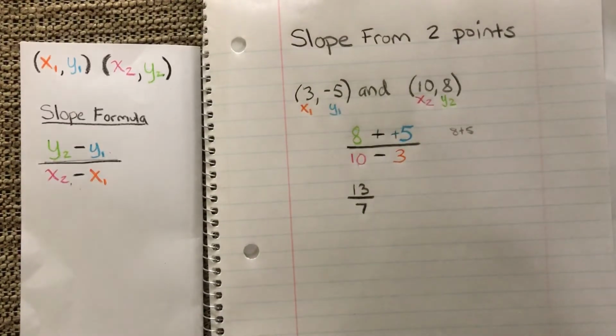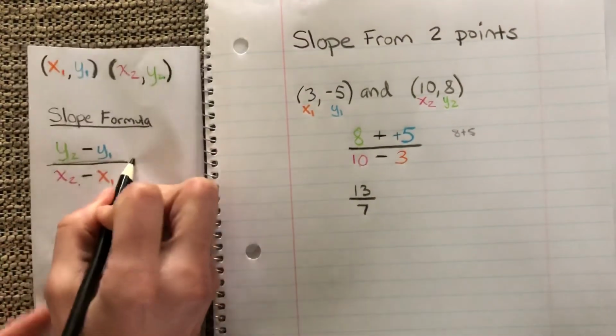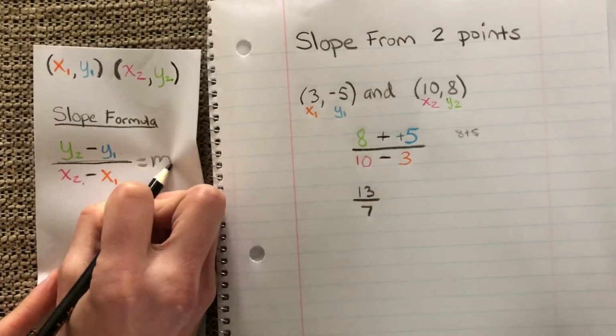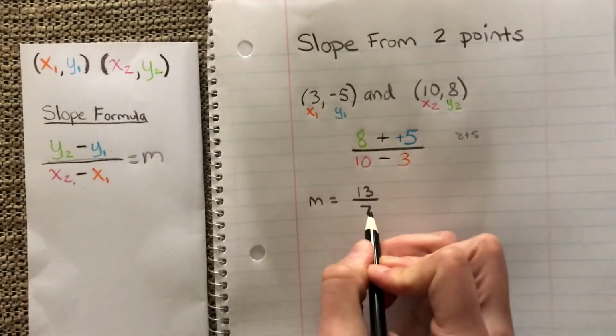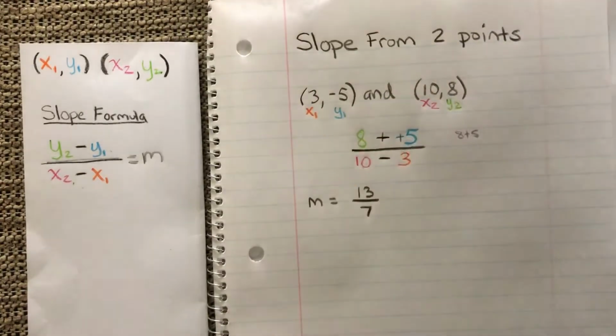And just a quick reminder, the letter that represents slope in our case is m, and so I can actually say that m is going to be equal to 13/7. So the slope of the line passing through these 2 points is 13/7. That's how we find the slope.